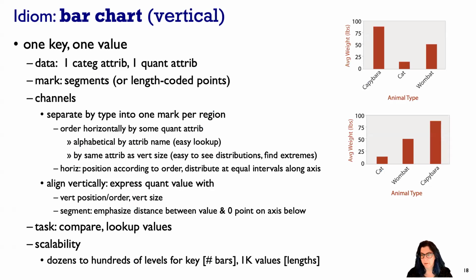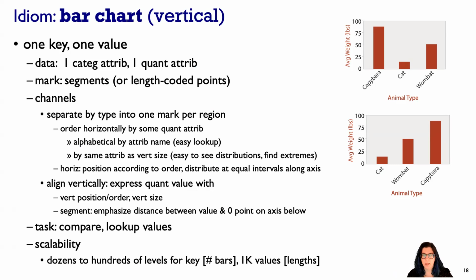So with that under our belts, let's come to bar charts. And this one, I'm going to have a vertical example. You can, of course, do these horizontally as well, and then just flip all my words horizontal and vertical. So here we've got one key, one value. The key is a categorical attribute. The value is a quantitative attribute. And we're going to think of these as being segment marks. Now, you could think of these as being length-coded point marks if you don't really want to emphasize the fact that they're aligned to an axis. But by talking about them as segments, we're really emphasizing that alignment even more.